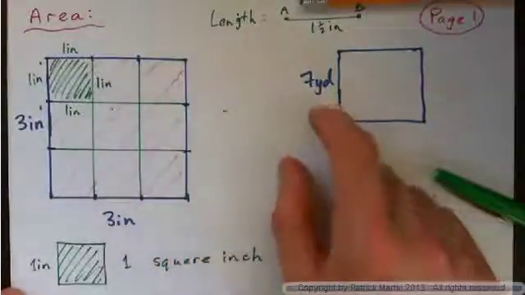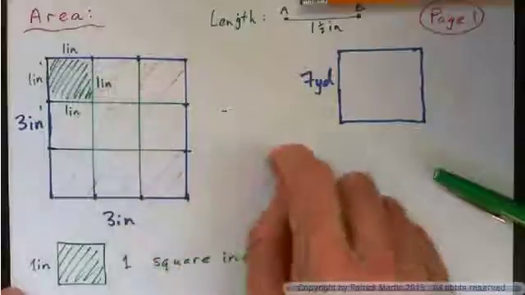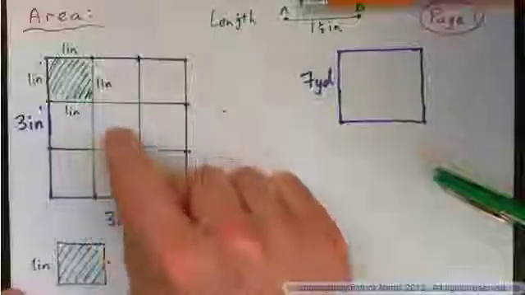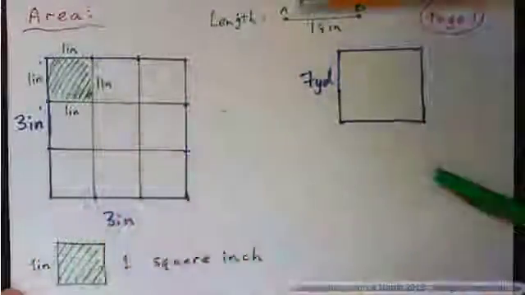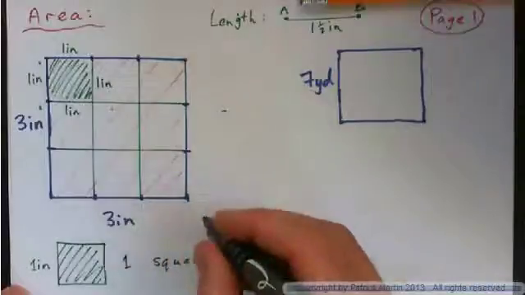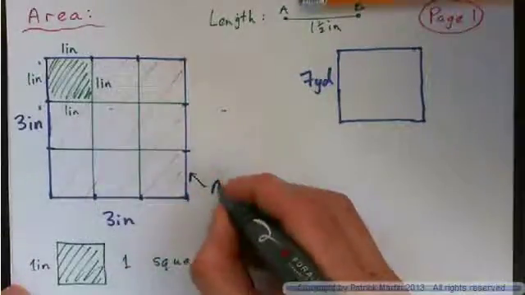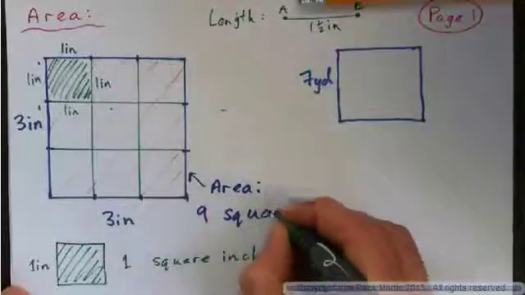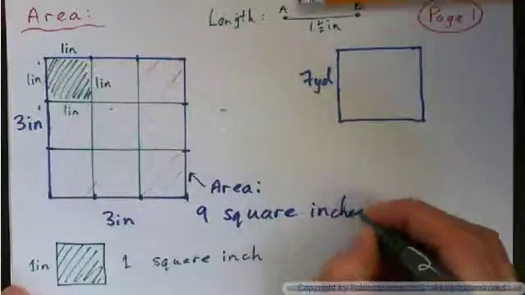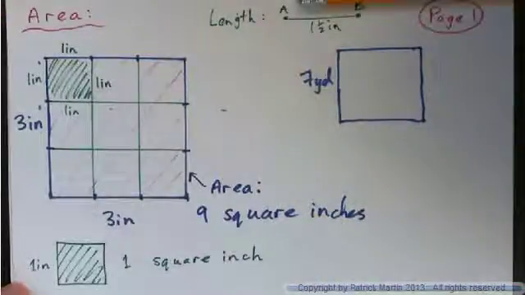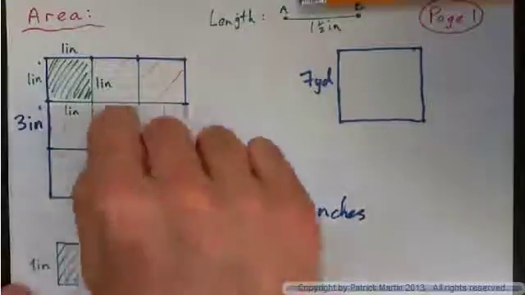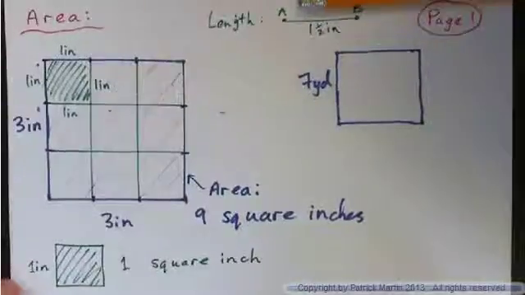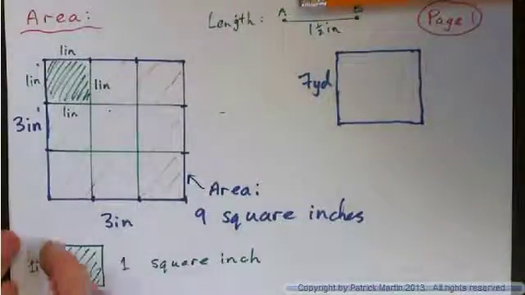And how many square inches are in this big square? Well, there's 1, 2, 3, right? 4, 5, 6, 7, 8, 9. So this entire square has an area of 9 square inches. Does that make sense? 9 square inches. Because there are 9 little squares, and each square is 1 inch all the way around. It's called 1 square inch. It's a square that is an inch length on each side.